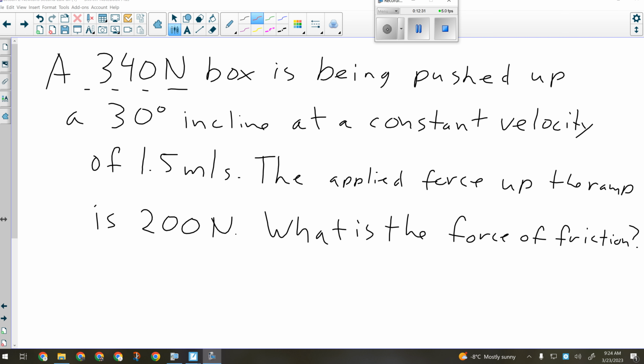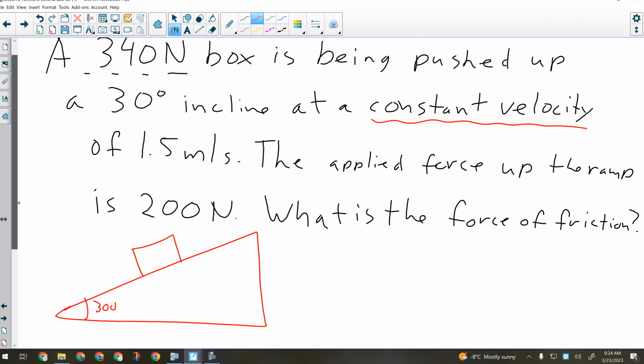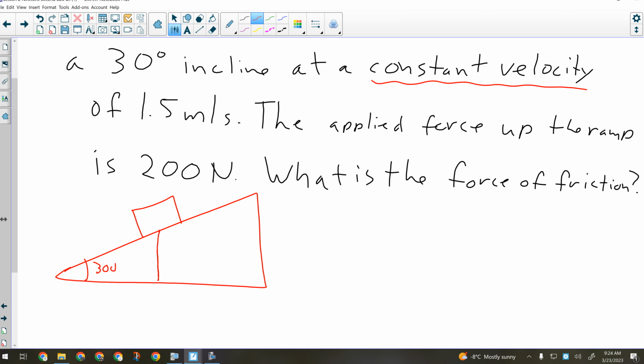All right, what are the key words in this question? Constant velocity. Anytime you see those, it's giving you a big juicy hint that the net force is 0, and that's always helpful. So, we have our 30-degree incline. We have this box with a weight of 340 newtons. So that tells us that this side of that triangle is 340 newtons. This side's F normal, but I'm not going to need it. I'm going to need F parallel though.